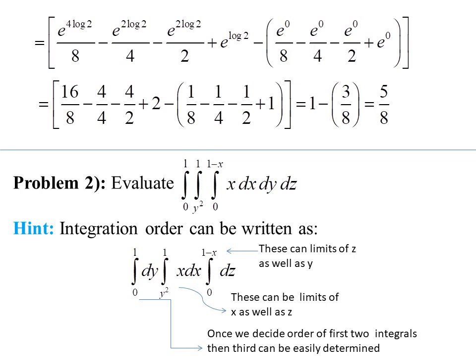So I repeat once again, once we decide the order of the first two integrals, then the third can be easily determined, as I told you. So here I am going to give you the answer: 4/35, the evaluation of this particular triple integration. So in this way, few more problems you can solve of this particular type.